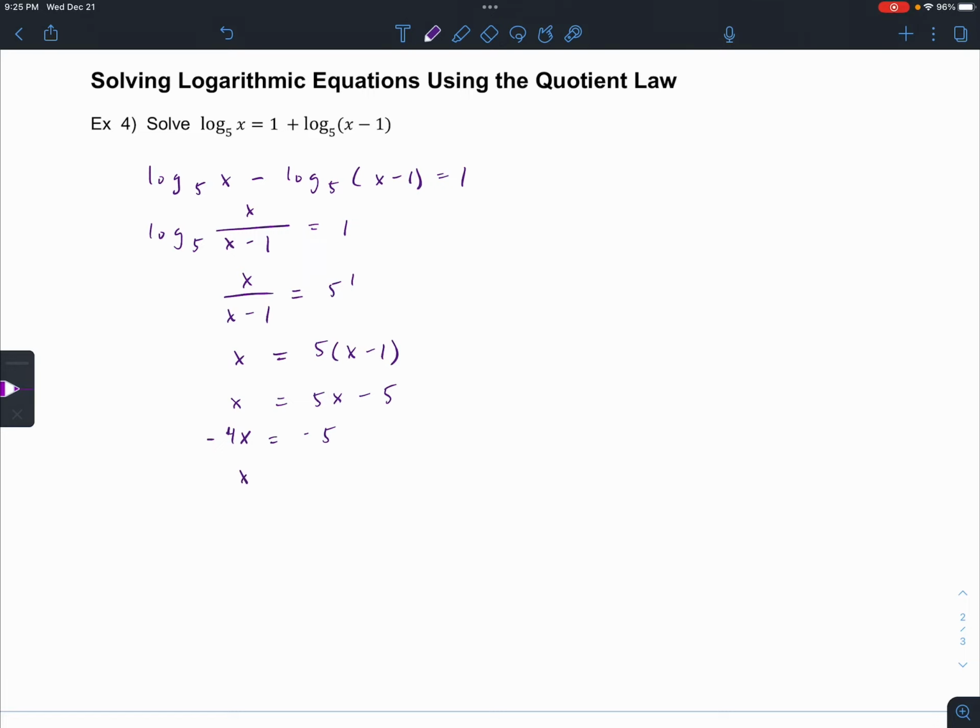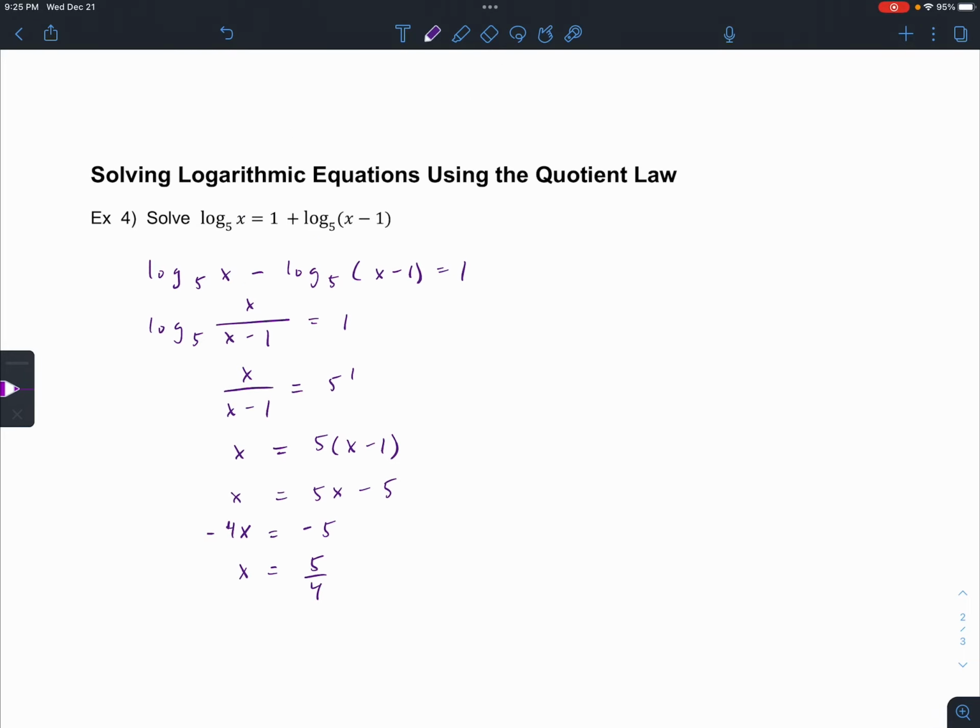And then we can divide both sides by negative 4. We get 5 over 4 as our final answer. Okay, and so we can check this as well, just to make sure that it doesn't result in an undefined log. So we substitute 5 over 4 here, it's fine because 5 over 4 is greater than 0. And then if we substitute 5 over 4 here, it's also okay because 5 over 4 minus 1 is greater than 0. So then this is fine. This would be a solution to this equation.